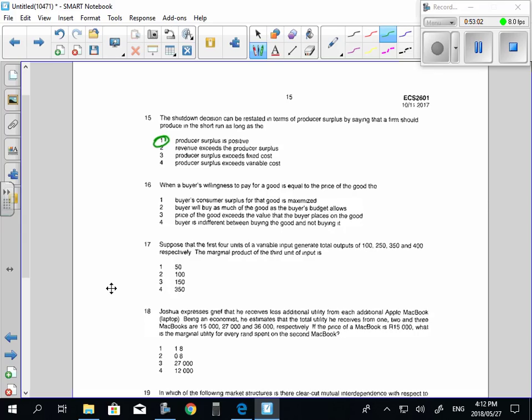When a buyer's willingness to pay for a good is equal to the price of the product, what is consumer surplus? Consumer surplus is the additional amount of money that you would be willing to pay for a product, but you obviously don't have to pay for it. So if I'm willing to pay 2,000 Rand for a product and I only pay 1,000 Rand, my consumer surplus is 2,000 minus 1,000, it is the 1,000 Rand. But when my willingness to pay for a product is equal to the price of the product, I get 0 consumer surplus out of it. So I will be indifferent between buying the good and not buying it. Okay.